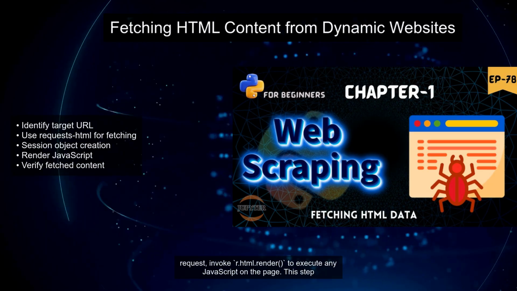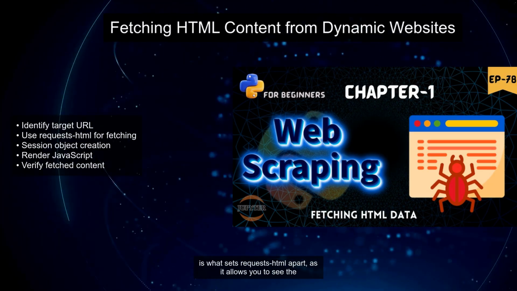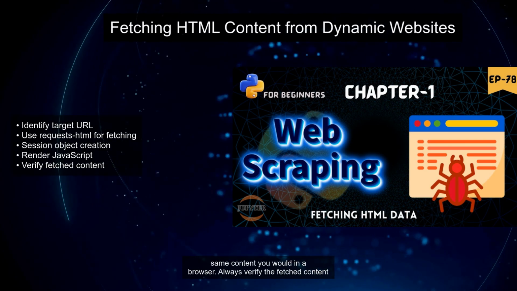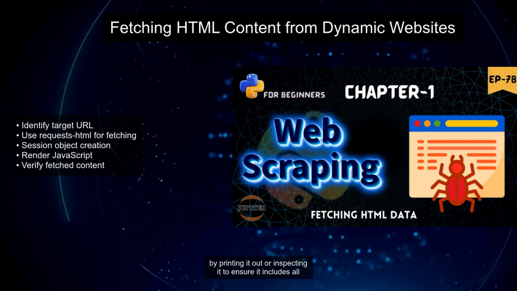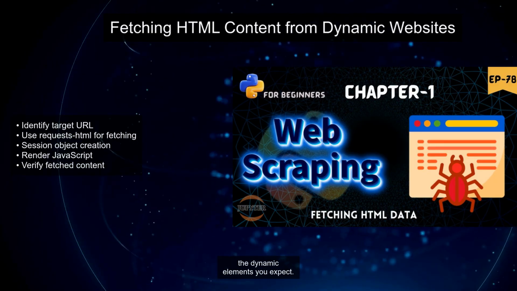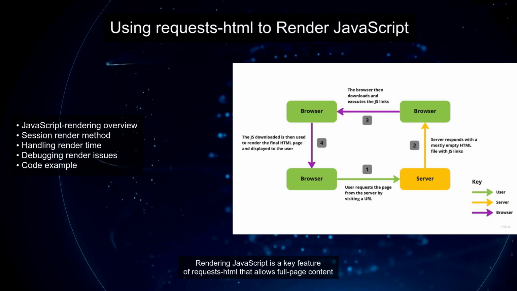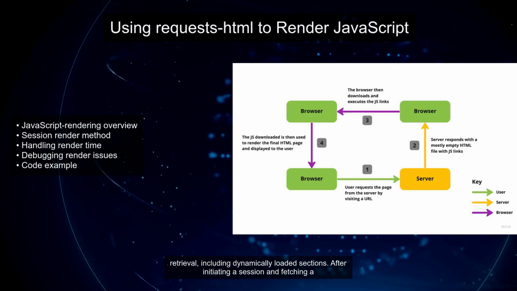After the request, invoke r.html.render to execute any JavaScript on the page. This step is what sets requests HTML apart, as it allows you to see the same content you would in a browser. Always verify the fetched content by printing it out or inspecting it to ensure it includes all the dynamic elements you expect.